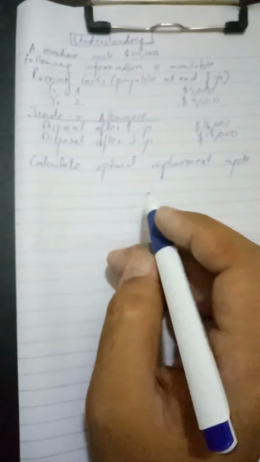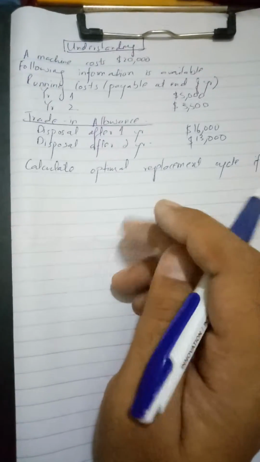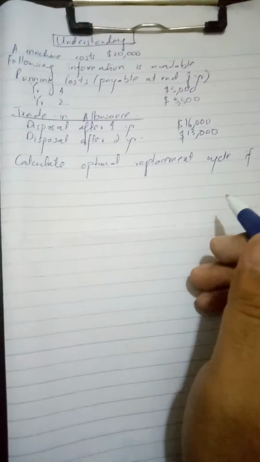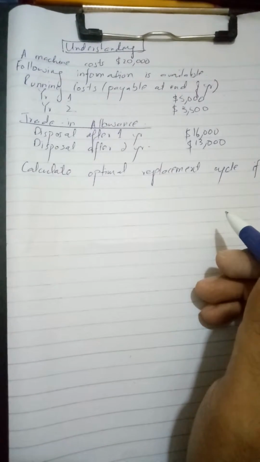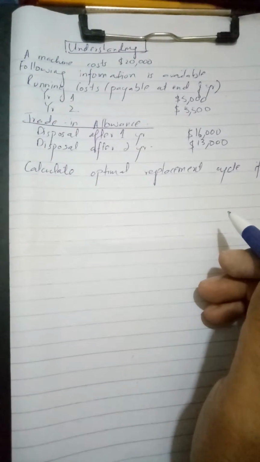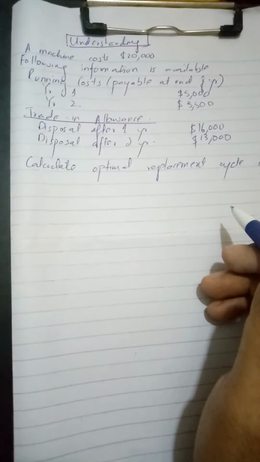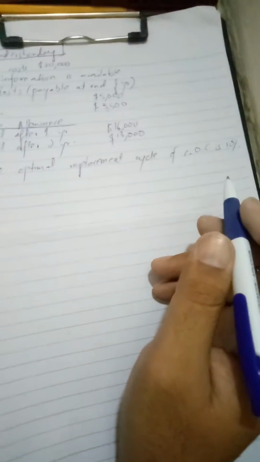With the continuation of the concepts about ACCA, about net present value, and the concepts already covered in Financial Management F9, I'm just going to build some other understanding. The question is: a machine costs $20,000. The following information is available. Running cost payable at end of year one is $5,000 and year two is $5,500. Trade-in allowance on disposal after 1 year is $16,000 and after 2 years is $13,000. Calculate the optimal replacement cycle if the cost of capital is 10%.